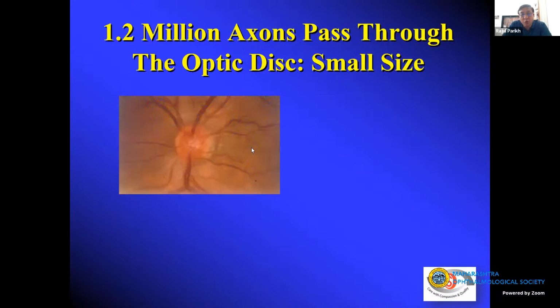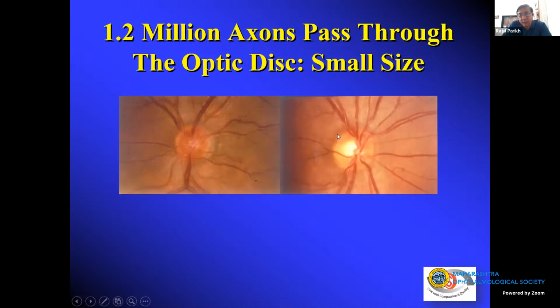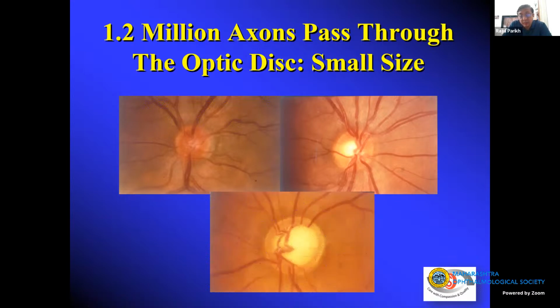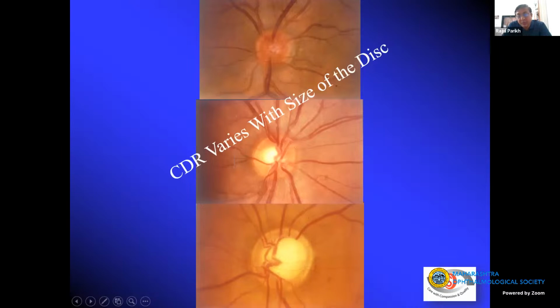So if you have a small disc, the leftover space is very small and the cup disc ratio is very small. If you have a medium size disc, the leftover space is medium and you have a medium cup disc ratio. And if you have a large disc, the leftover space is huge and the cup disc ratio would be big. So cup disc ratio alone is not important for the diagnosis of glaucoma because it varies depending upon the disc size. This is a very important message. If you want to look at it, it has to be in relation to the disc size.